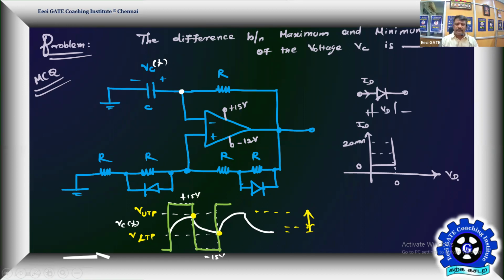Usually UTP will be because of plus 15 and LTP will be because of minus 15. In this case, usually by habit, you will go for plus 15 and minus 15. See, in the problem, he gave minus 12, so the answer will change because of that.